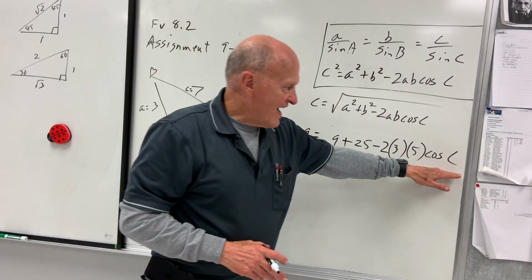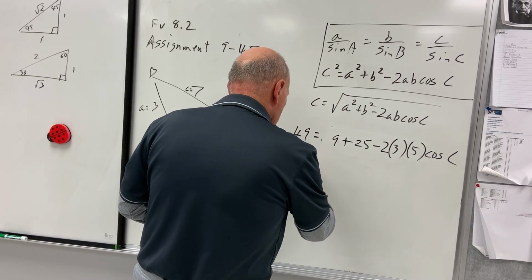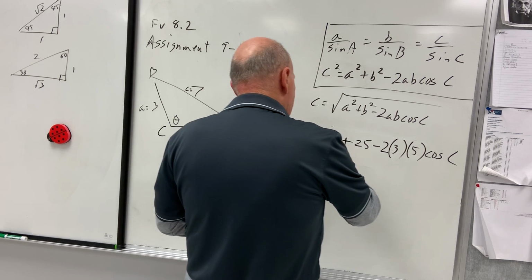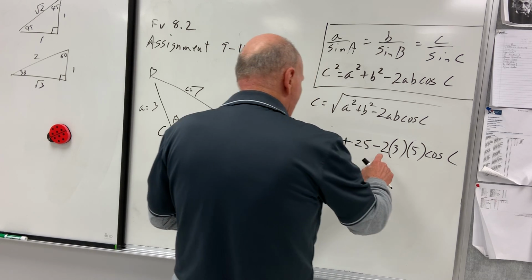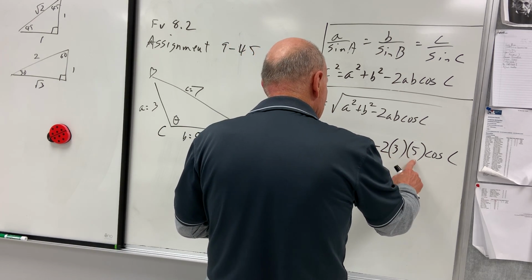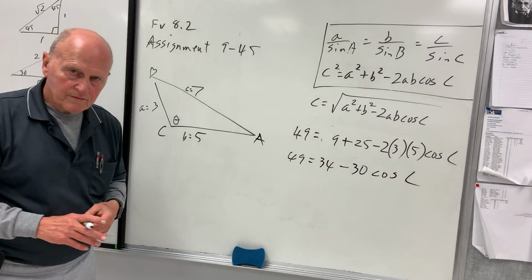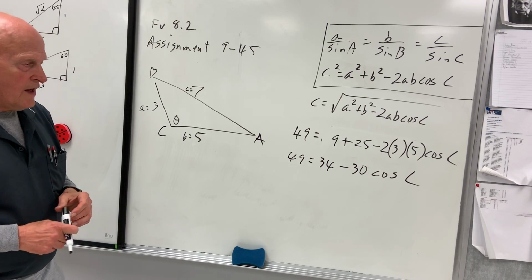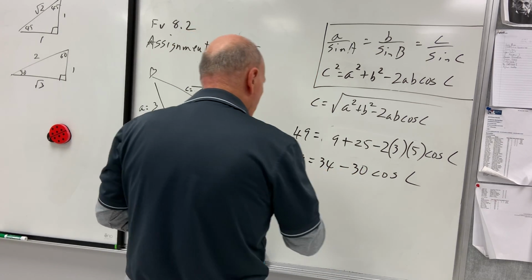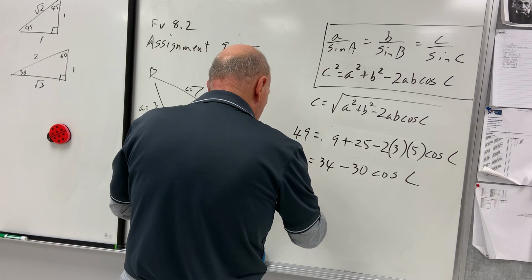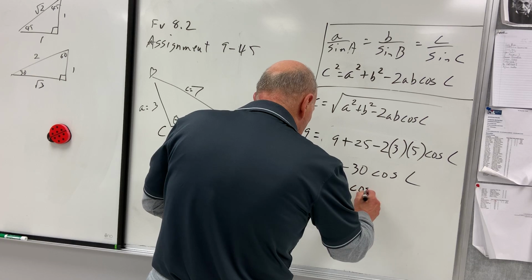Now then we're going to try to find c, so basically I'm going to solve for cosine c. So I have 49 equal to 9 plus 25, which would be 34, minus 2 times 3 is 6, and 6 times 5 is 30, cosine of c. I'm solving for cosine c, and then we'll solve for c. I will subtract 34 from both sides. When I subtract 34 from this, I get 15 equal to negative 30 cosine of c.